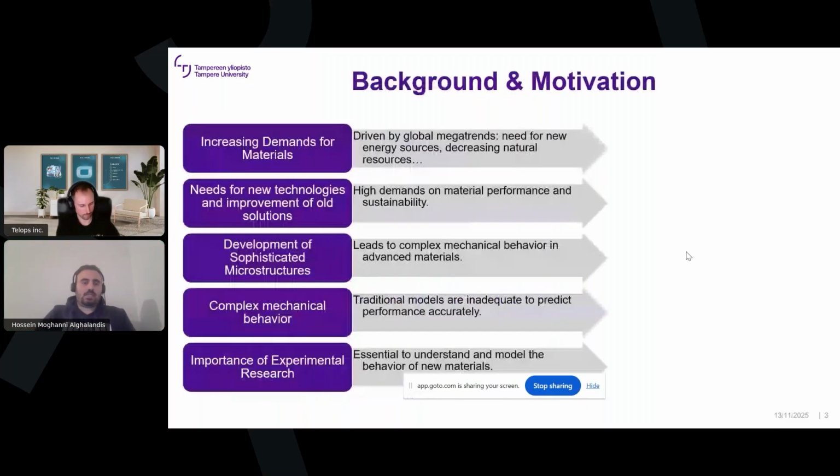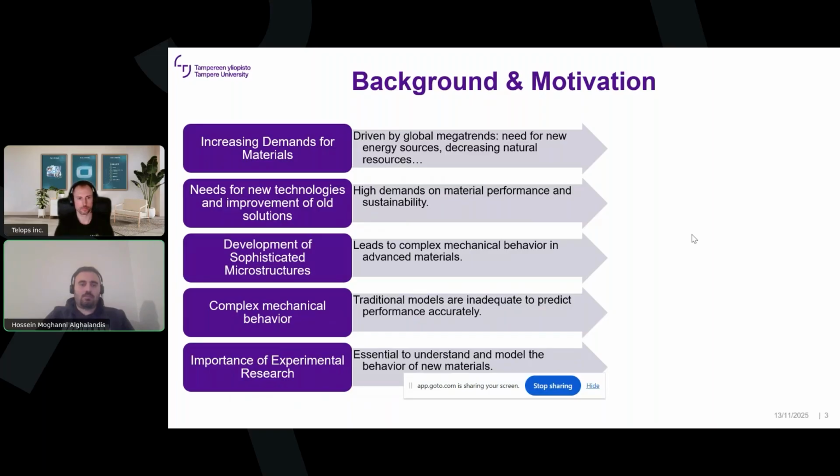Well, in this world, we need more material. It is because of global megatrends. We need new energy sources. There are decreasing natural resources, so we need more materials. And therefore, we need new technologies and improved old solutions. We need to make materials with high performance and sustainability.